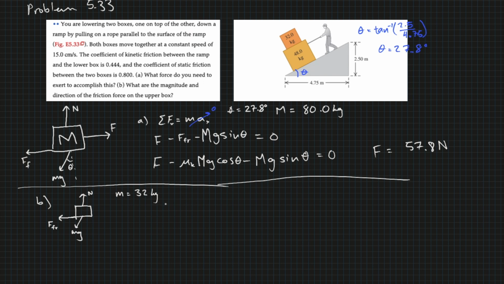They're asking us to find the magnitude and direction of the friction force on the upper box. So we already have the direction down. Now we just need the magnitude. So in order to get that, all I do is my usual sum of the forces in the x direction is equal to mass times acceleration in the x direction. Of course, in this case, the acceleration taking place here is none because our top box isn't moving. So this becomes 0.